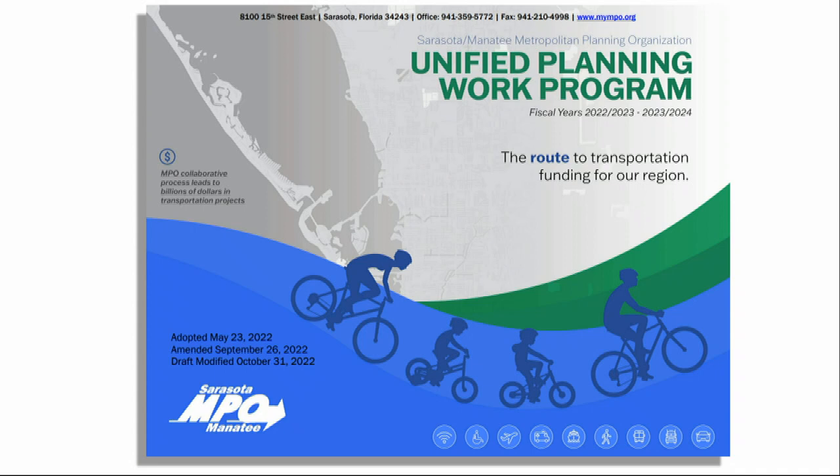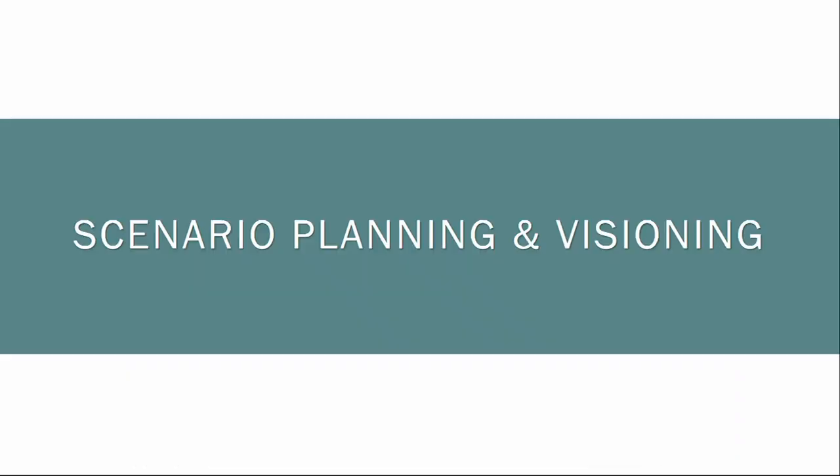And in the fine print, we are using this document also to remind citizens and our elected officials of the value of the MPO process. So we actually added the statement that the MPO collaborative process leads to billions of dollars in transportation projects. And our budget is about $1.2 to $1.6 million a year. Sometimes people wonder why we do so much planning, and it's to get those billions of dollars of investment in.